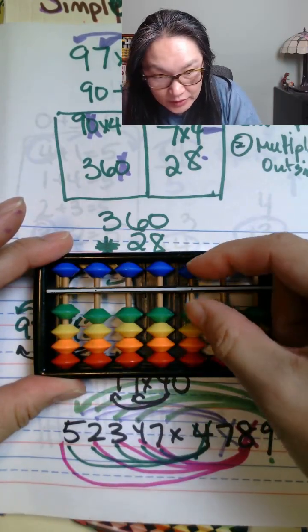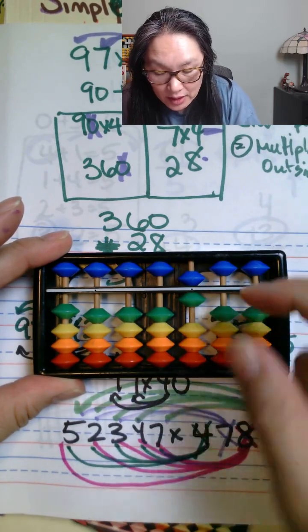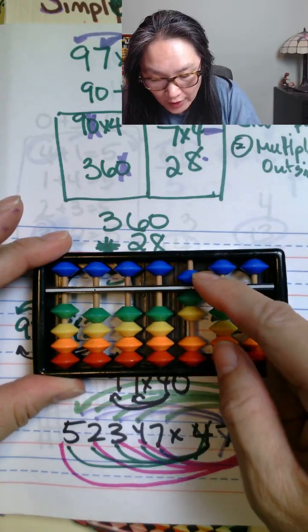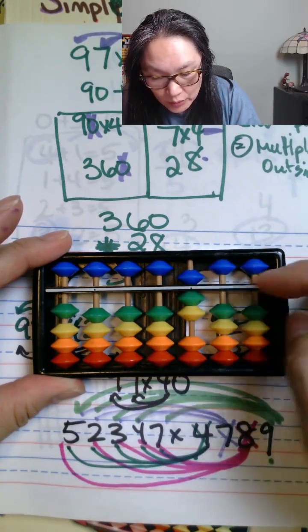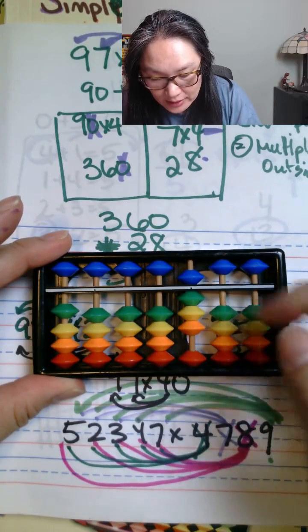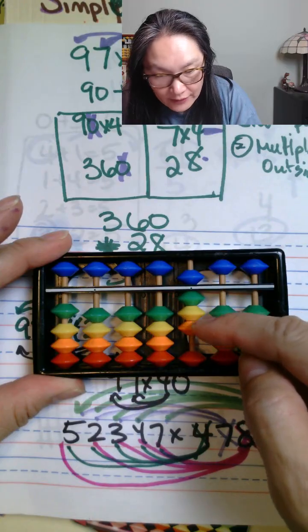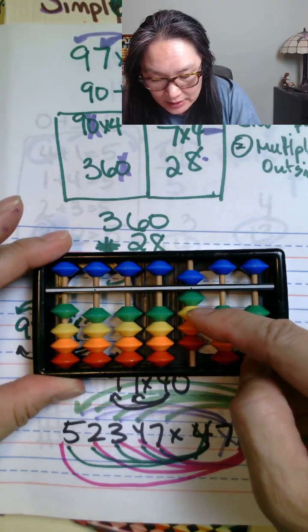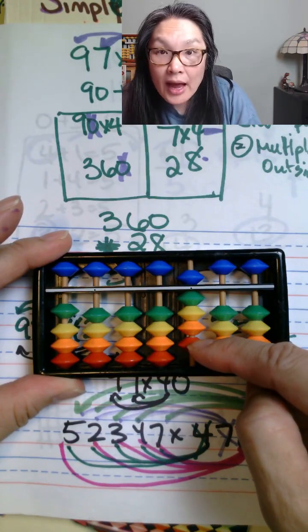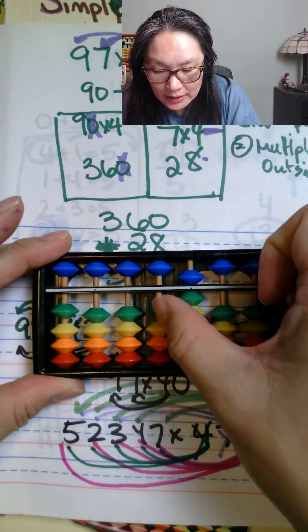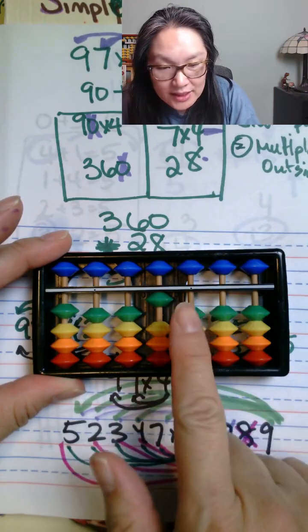However, when we do 6, that's what 6 looks like. It's a 5 and 1 is 6. 5 and 2 is 7. We can even count it: 5, 6, 7, and then there's 8, 5, 6, 7, 8, and then there's 9, 5, 6, 7, 8, 9. Afterwards, what about 10? Well, 10 is the next column over, just like how we write.